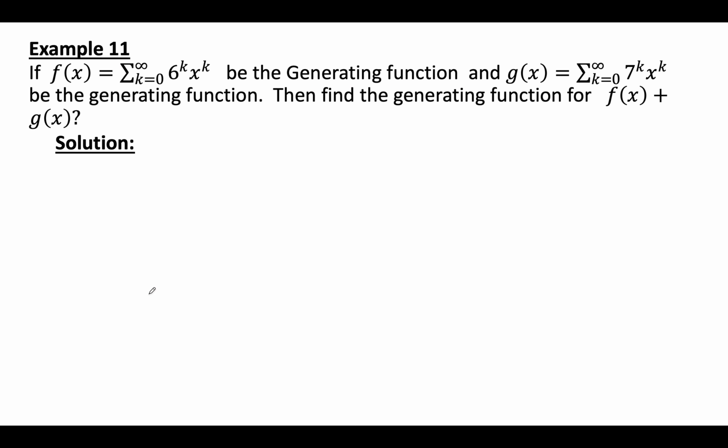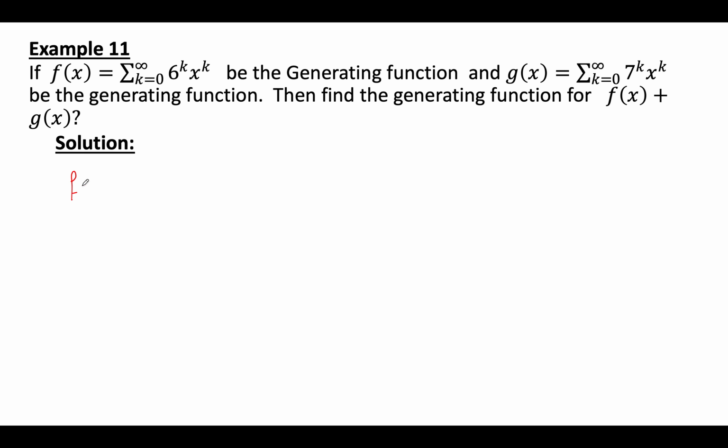Another example here, but we started from the summation form. Okay, so here we got this first function as sigma 0 to infinity 6 to the power k x to the power k, and the second one is summation starting from 0 to infinity 7 to the power k x to the power k. We need to find the generating function for f of x plus g of x.